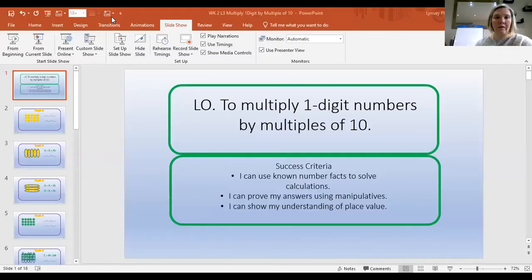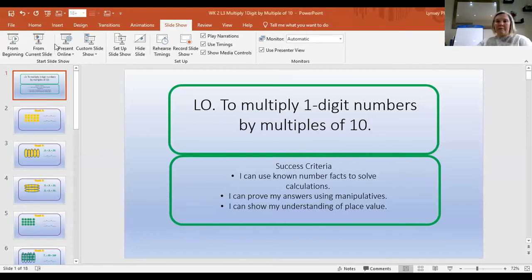And it means that something has been multiplied by 10 to get that number. You can get that number by multiplying by 10. And that's really important that we know how to spot a multiple of 10. So let's have a look on here, shall we?